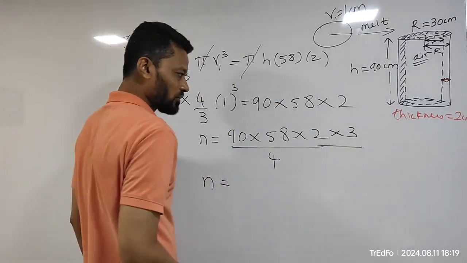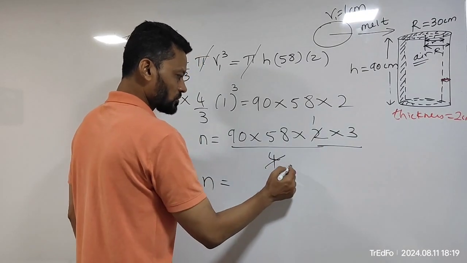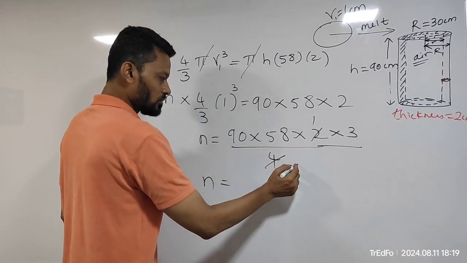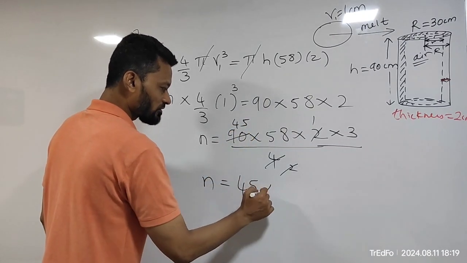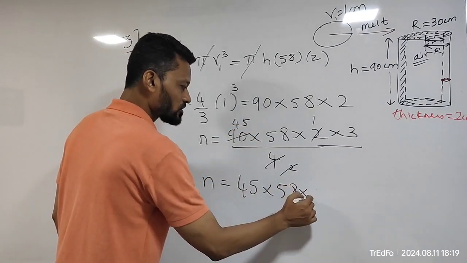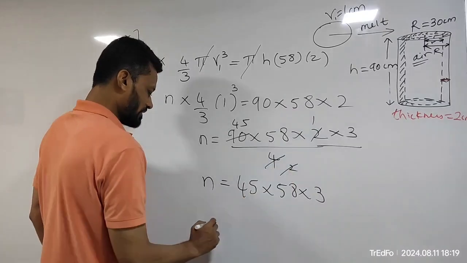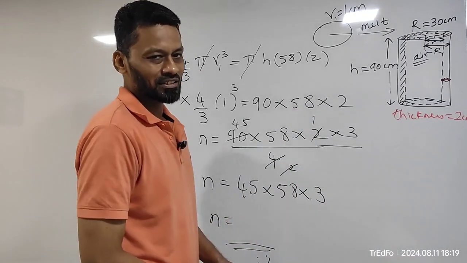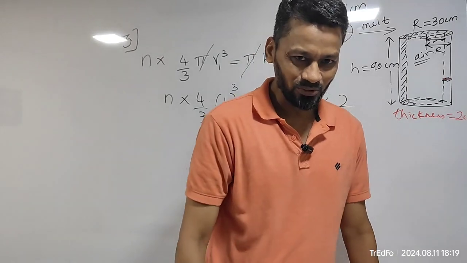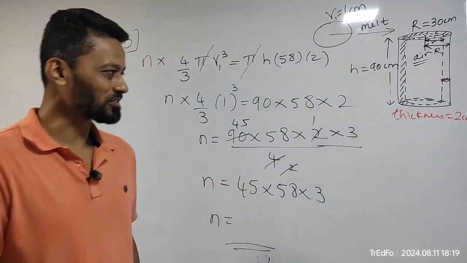Still I'll do something for you, that is 2 ones are 2, 2 twos are 4, so 45 into 58 into 3. Do it, get the answer. I hope you get the correct answer, and if this is there in the exam, definitely you will score full marks. Next question.